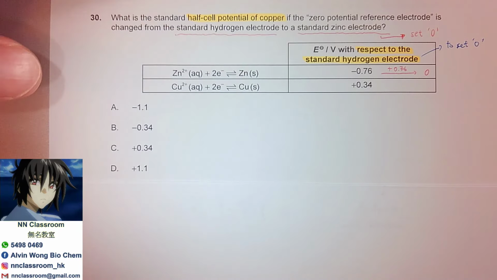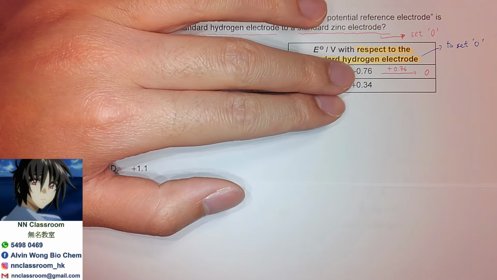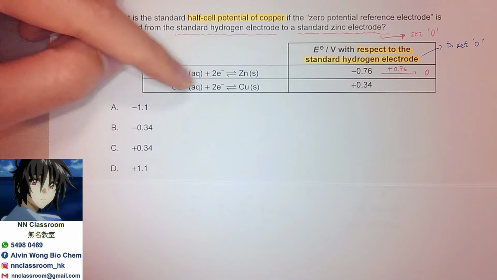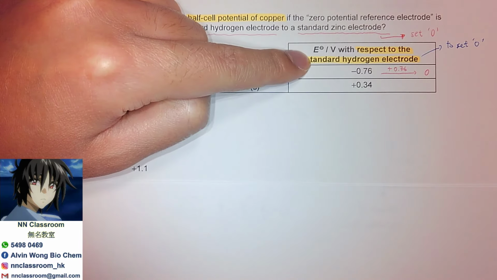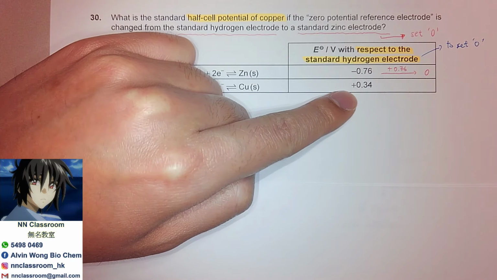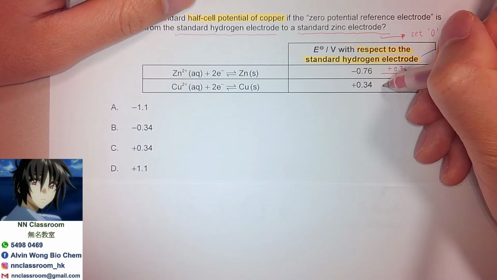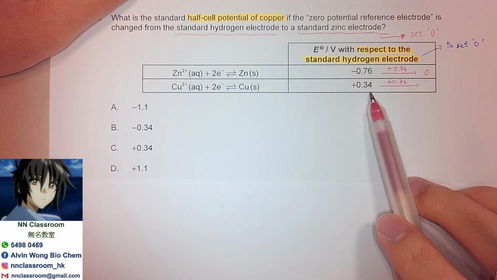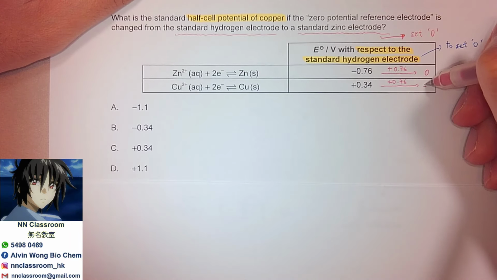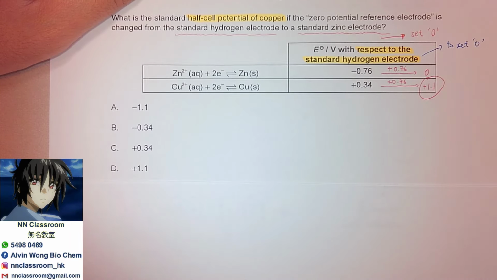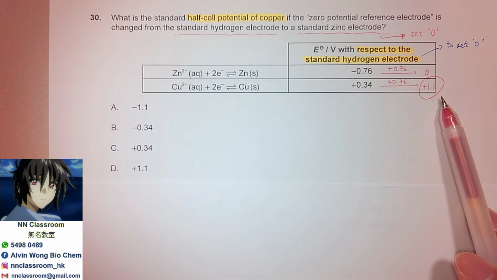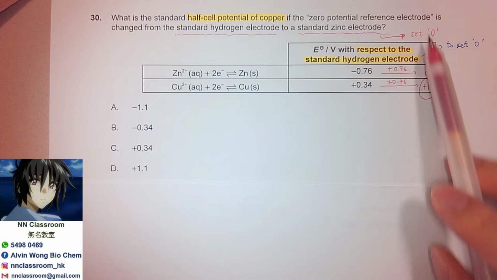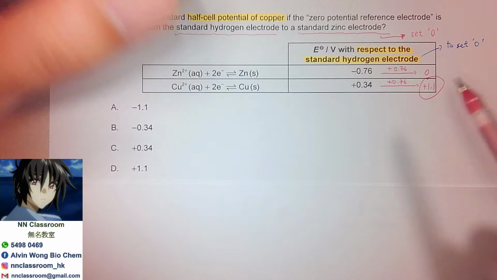The series is still fixed, but the numbers are going to change because the reference point is different. So in terms of copper, if we use hydrogen as the reference, it is going to be 0.34. But if we choose to switch the reference to zinc, everyone please plus 0.76. So 0.34 plus 0.76, the answer is going to be plus 1.1. That means under the reference of zinc, every position will be adding 0.76 volt to make new numbers, but still with the same series.